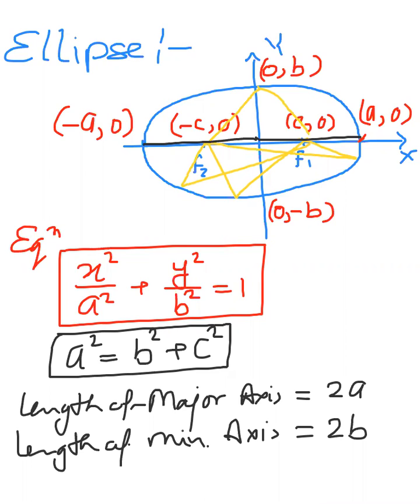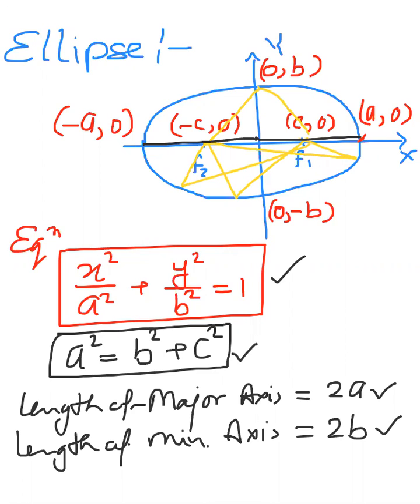So we have got an idea about the equation of the ellipse. We have got an idea about the relationship between a, b and c, that is a square equals b square plus c square. We have the length of the major axis, 2a, and the length of the minor axis, 2b.